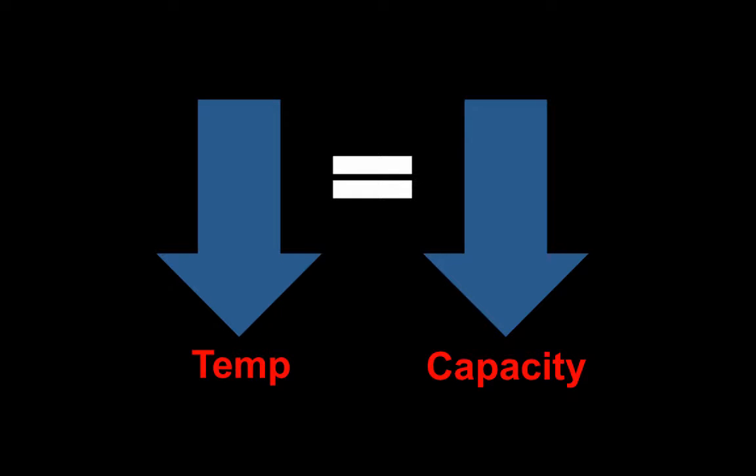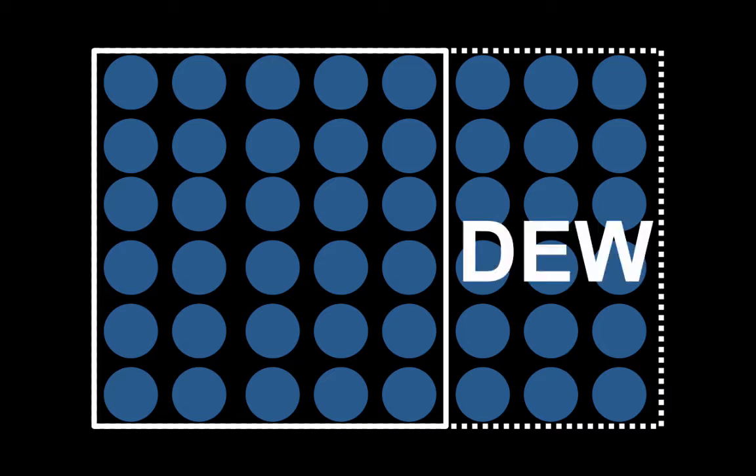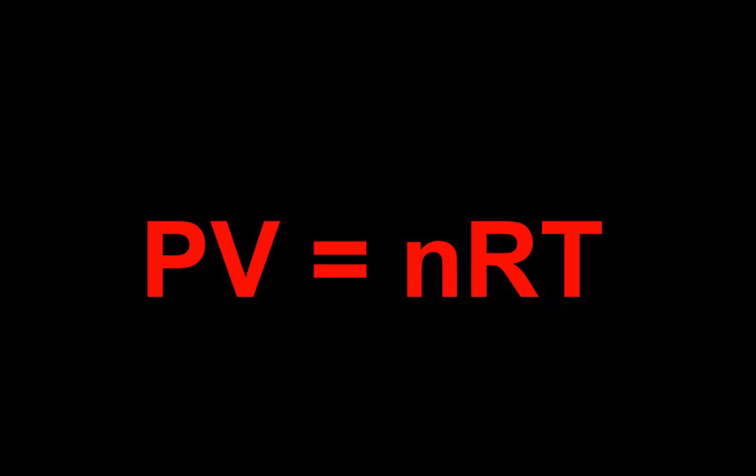Now, the relationship between temperature and capacity is that as temperature decreases, capacity also decreases. This means that if we take a mass of air that's at the saturation point and we reduce its temperature, we reduce its capacity, meaning that there's an excess of water vapor that the air mass can no longer hold. What this results in is this excess water vapor will condense and either form dew on the ground or will form clouds up in the atmosphere.